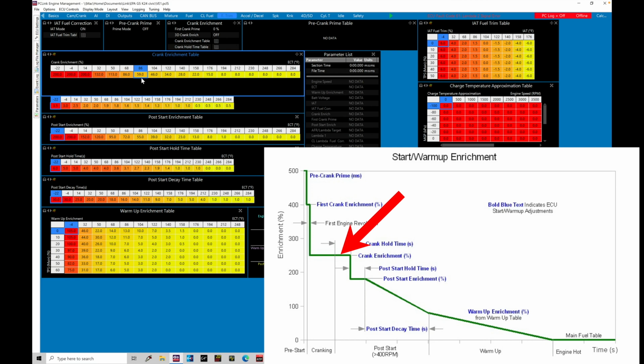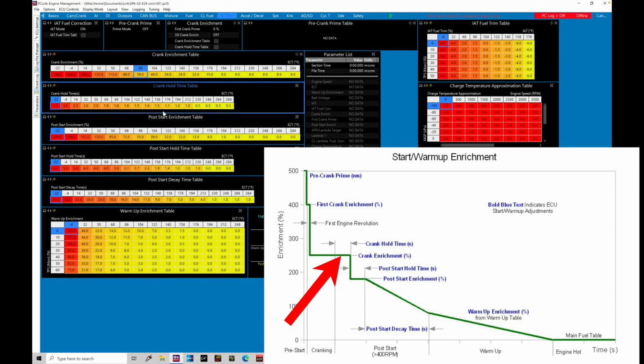All right, now the next thing here is our crank hold time. The crank hold time is specified from our table right here. The crank hold time is going to be a period of time in seconds. We can find that designated here. That's going to hold our cranking enrichment even after the engine technically has exceeded the 400 RPM flare as it's starting to fire off and run. This crank hold time table ensures that we have a smooth transition from our cranking enrichment into what's known as our post-start fueling.